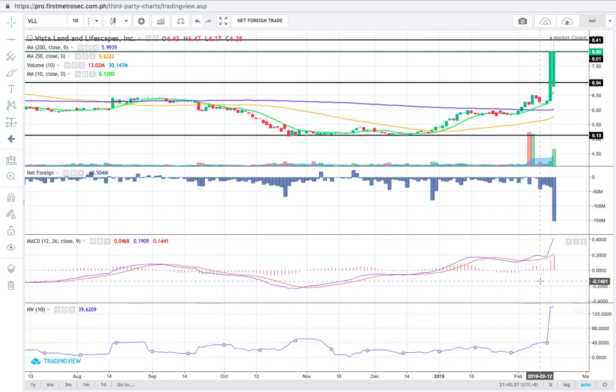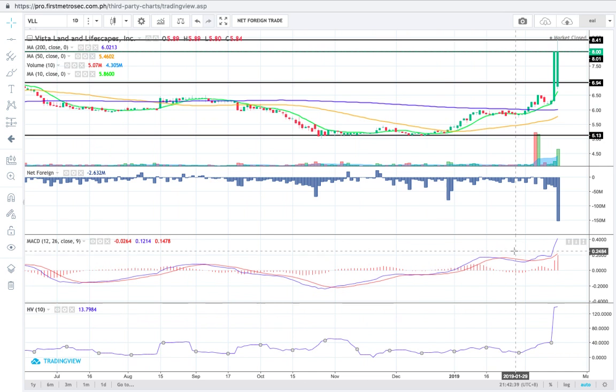Okay, but in this case, I just want to keep you posted about what I see on VLL. So you've already heard me speak about my recommendation if you have a position on VLL, and what you should do as well if you don't have a position in VLL, which I connected with the risk level of this stock based on its historical volatility.